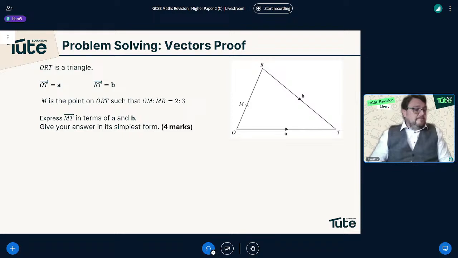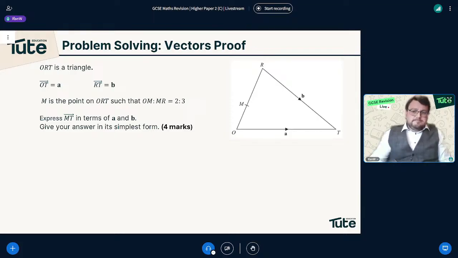Right then, where are we? Bit of vectors. Not Victor, not tractor. We're talking about vectors. Vectors, remember, have magnitude and direction. Okay, the direction is important.